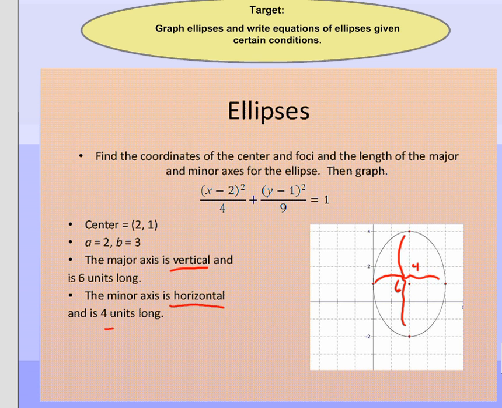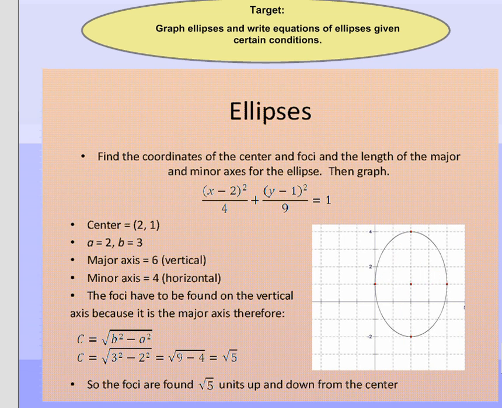What that also tells you is that the foci are found on the major axis. So the foci will be found somewhere on this axis. So what coordinate is going to change to find the foci is your y coordinate, because you're moving up and down to find those coordinates. So we need to find the c value. We're going to take b squared minus a squared, which is really just going to be 9 minus 4, which is 5, so c is the square root of 5. So the foci are found the square root of 5 units up and down from the center.